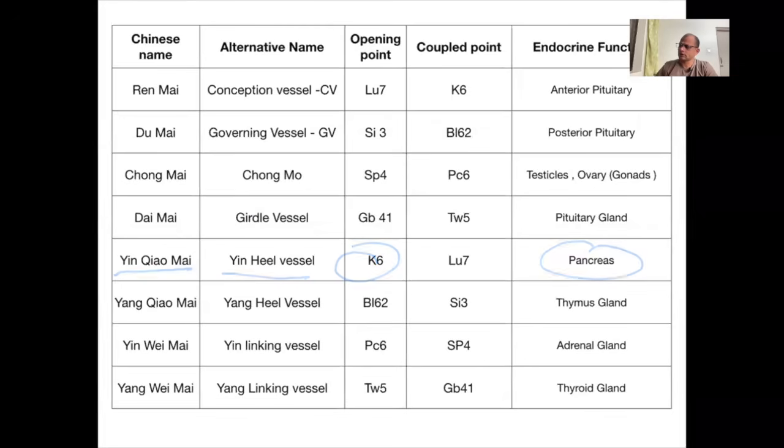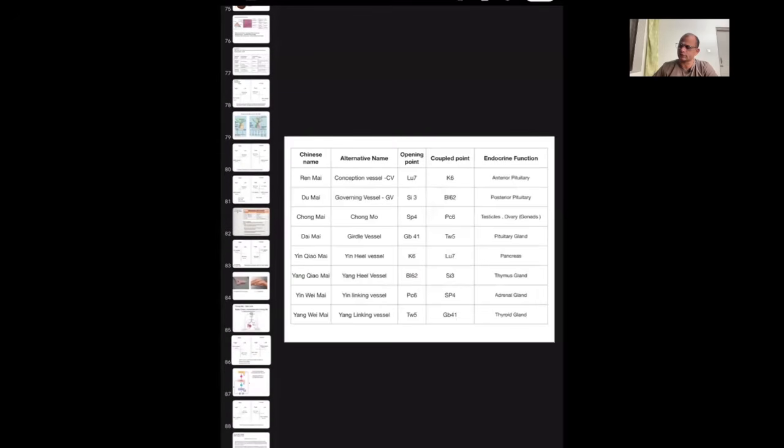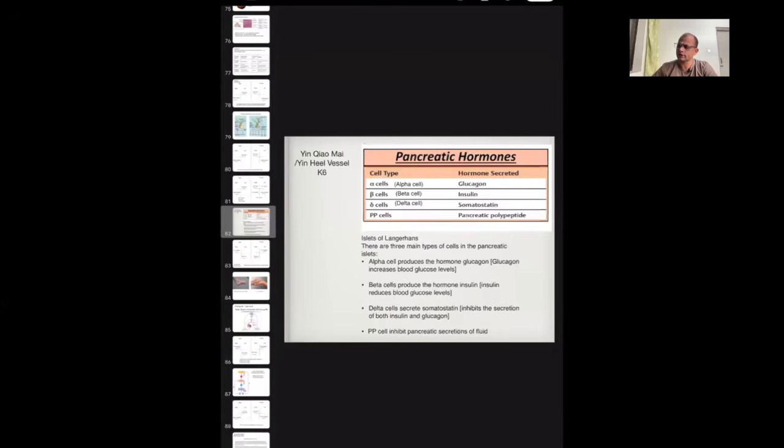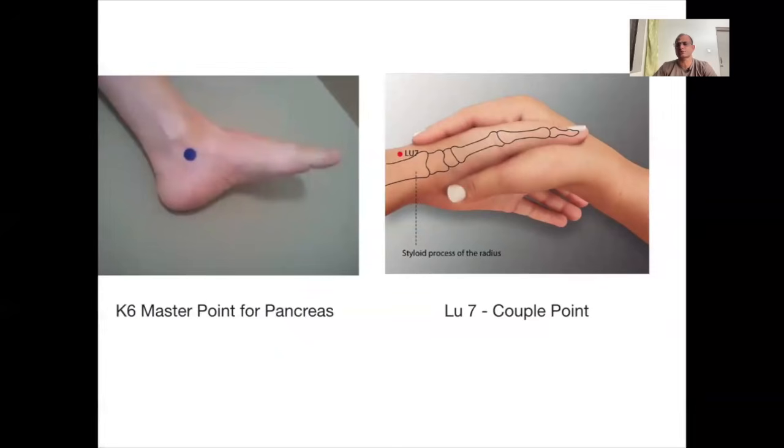It means if you work on Kidney 6, अगर आप Kidney 6 पर work करते हैं, then you are able to activate the pancreas. Right? We can see this is the location of Kidney 6. It's a very important point. Kidney 6 is 1 chin below the medial malleolus and a very effective point for the pancreas as per EOV, the master point for pancreas.